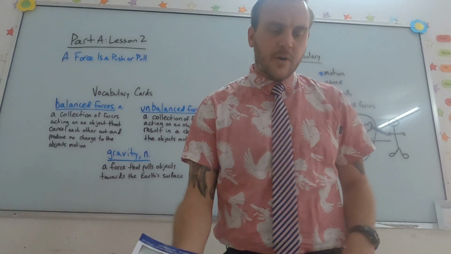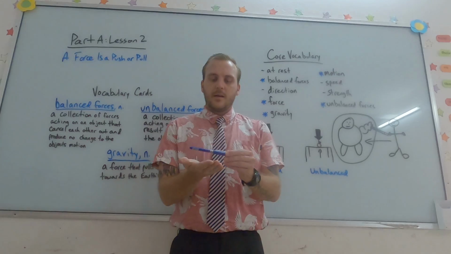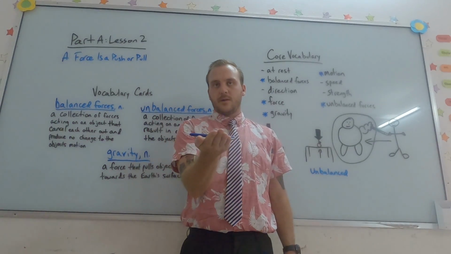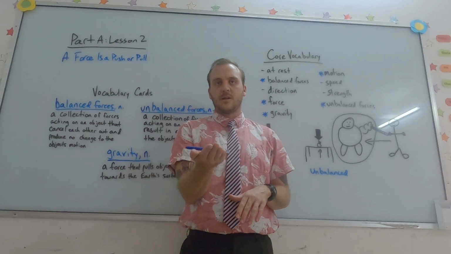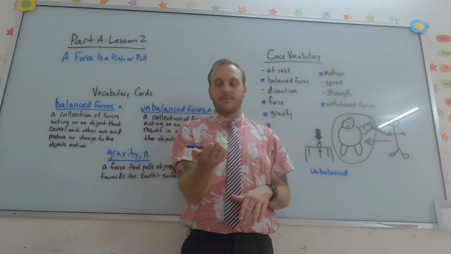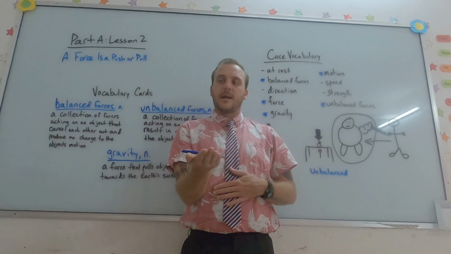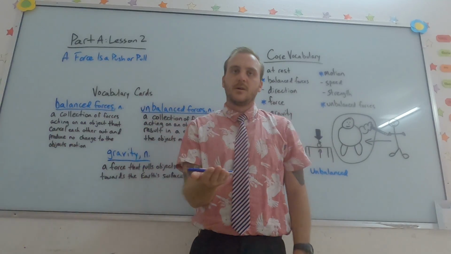So starting off, I want to talk about an object like a pen. When we rest a pen on our hand, it doesn't move. This is because there's no force, there's no push or pull in any direction. So the pen stays in place, the pen doesn't move. It actually has what we like to call balanced forces.